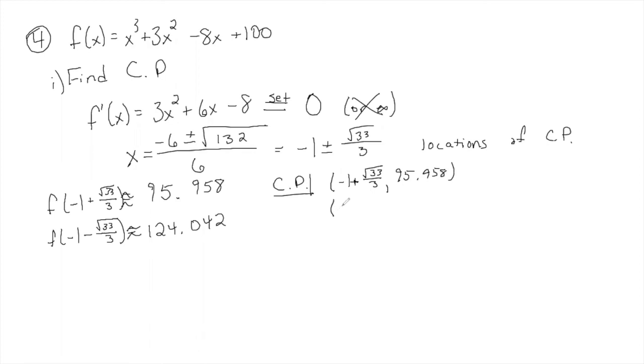About estimates good enough here. On an exam, these will be exact values for sure. And then the negative version with 124.042. Okay, so these are my critical points, and I want to find out, are they mins or maxes? The two ways I need to do this are by the first and second derivative tests. So save that, clear that.